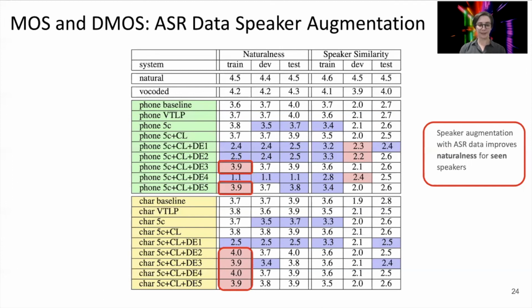It is surprising that speaker augmentation contributes to naturalness rather than speaker similarity, and for seen speakers rather than unseen ones. We may speculate that this augmentation allows Tacotron to better learn to capture important aspects of speech, but that overfitting to the training set speakers is still taking place.